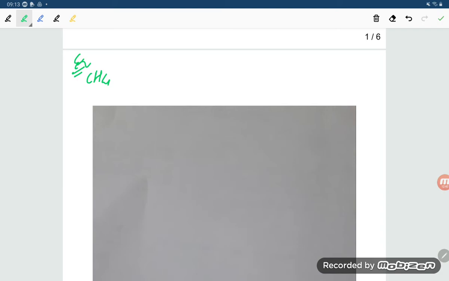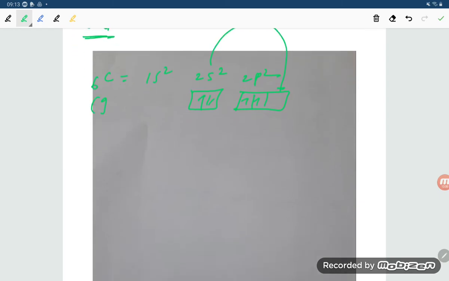So if you are taking the example CH4, student, carbon requires 4 bonds. Carbon, with atomic number 6, has the configuration 1s2, 2s2, 2p2. In this case, you can see that only 2 unpaired electrons are there, but how many unpaired electrons are required? 4 unpaired electrons. So this is the ground state.